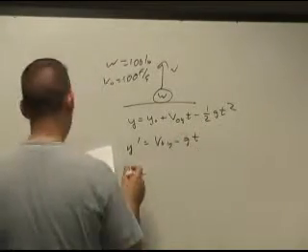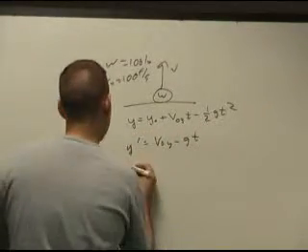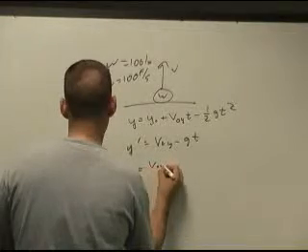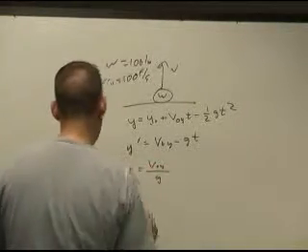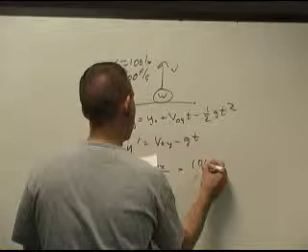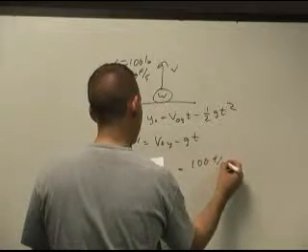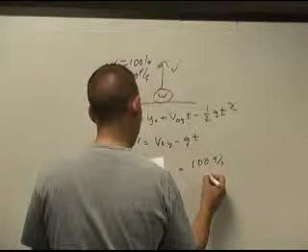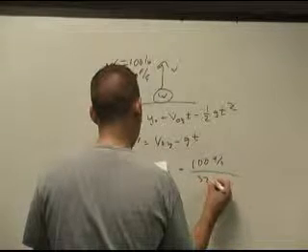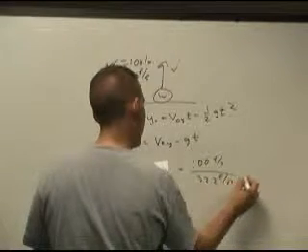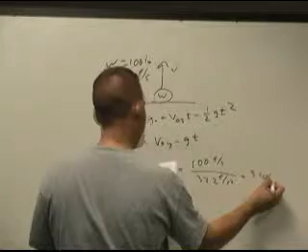Let's take the derivative. We know that's 0 anyway. So t is equal to v0y over g, which is equal to 100 feet per second all over 32.2 feet per second squared, so 3.106 seconds.